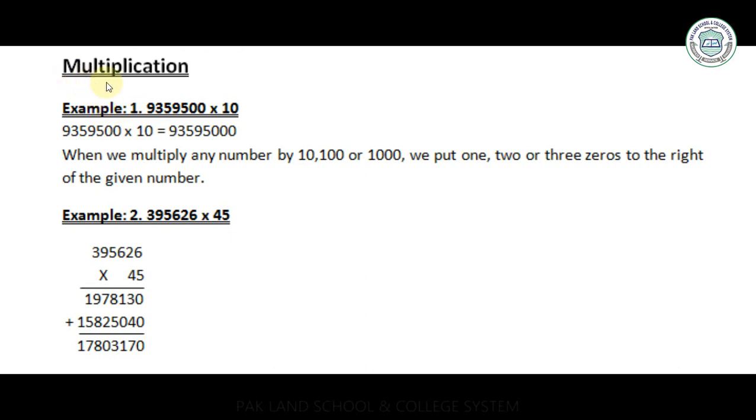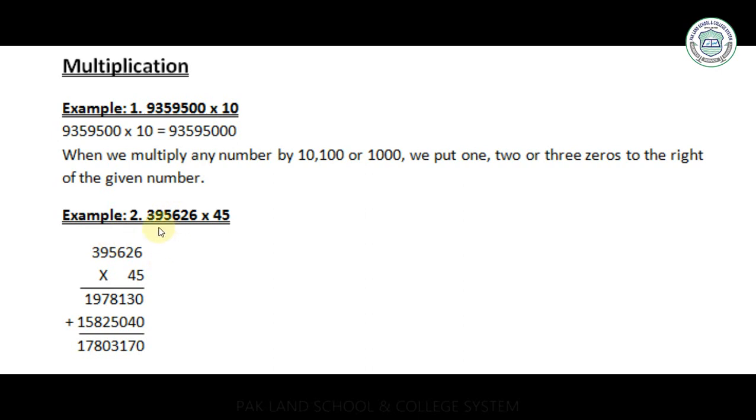Next topic we have is multiplication. When we multiply any number by 10, 100 or 1,000, we put 1, 2 or 3 zeros to the right of the given number. For example, we have this number and we are going to multiply it by 10. We just put the 0 on the right of this number. Check it in the answer. There are 2 zeros and we just put one more 0 at the end of the number because we have a 10 here.